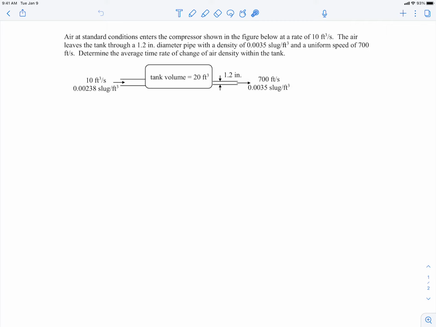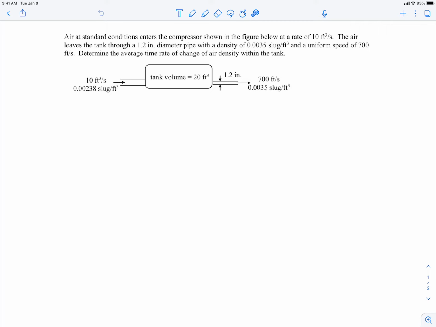And then it goes into this tank that has a volume of 20 cubic feet, so it's a pretty big tank. And then it leaves the tank here through a pipe with a diameter of 1.2 inches with the given density, again in slugs per cubic foot, and the speed, which is the average speed, we'll assume, since it's told uniform, of 700 feet per second, so pretty high speed.